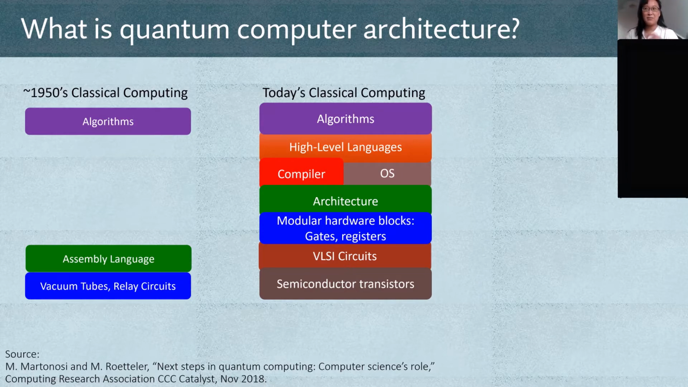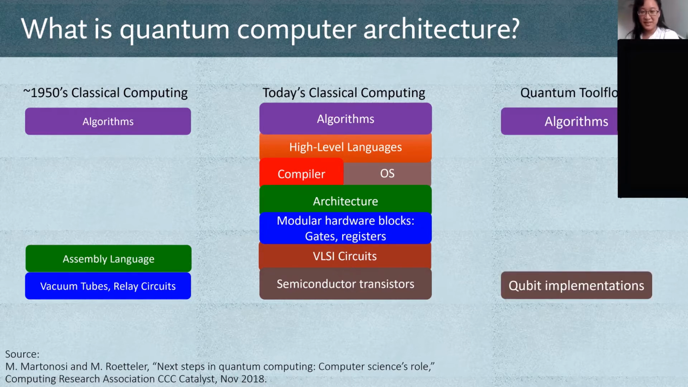Today's classical computers have a stack of many different layers. Your applications are software, and underlying that you have your operating system and compiler, and then you have your computer architecture, gates, and circuits. And at the very bottom are your transistors, which are really tiny. The transistors in classical computers today are at a size where even quantum effects affect their execution.